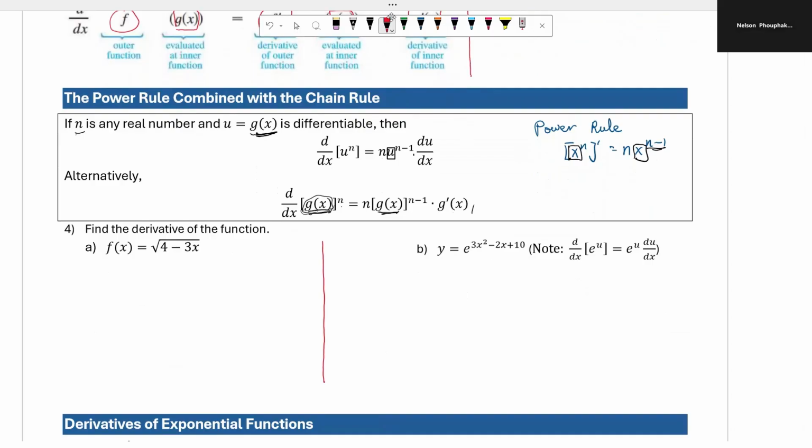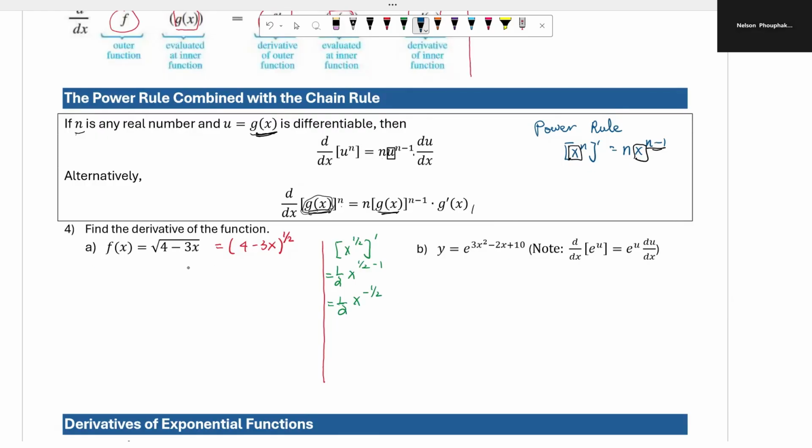So first of all, for part a right here, I have f of x is the square root of 4 minus 3x. Then we could rewrite this as 4 minus 3x raised to the power 1/2. Then let's consider, if I want to take the derivative of x to the power 1/2, then it will be 1/2 x to the power of 1/2 minus 1. So the result will be 1/2 x to the negative 1/2. Then let's see how we apply the power rule combined with the chain rule now.